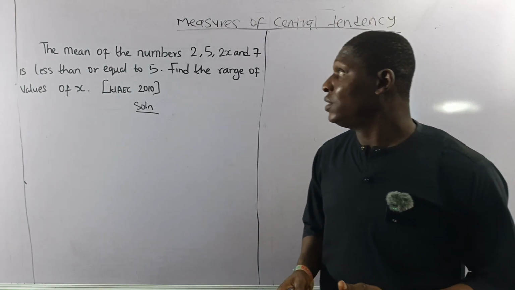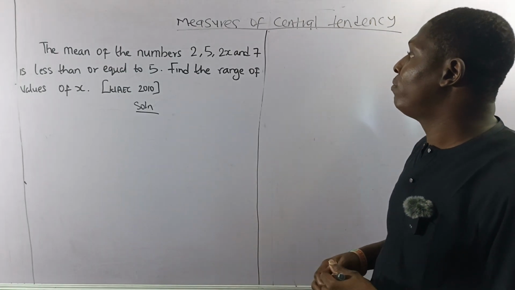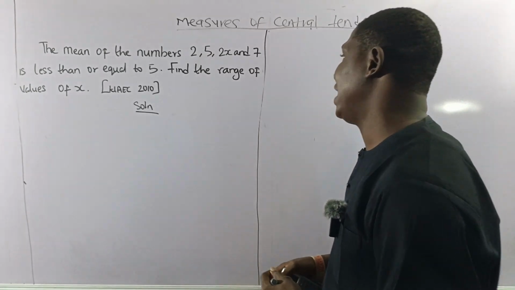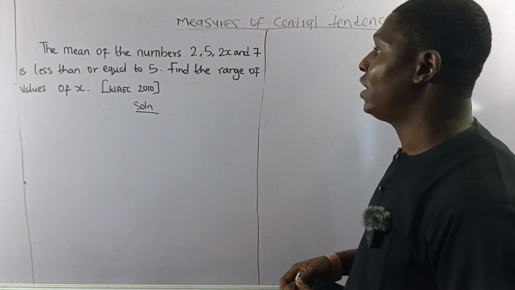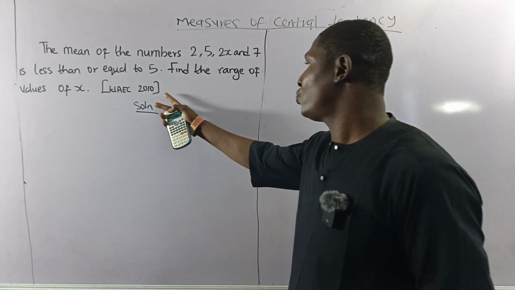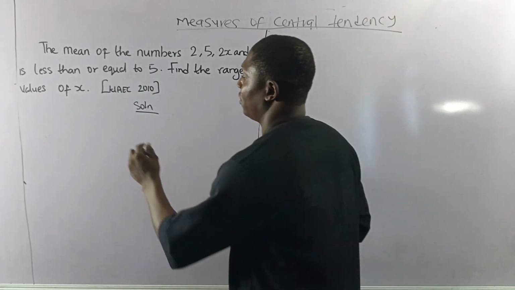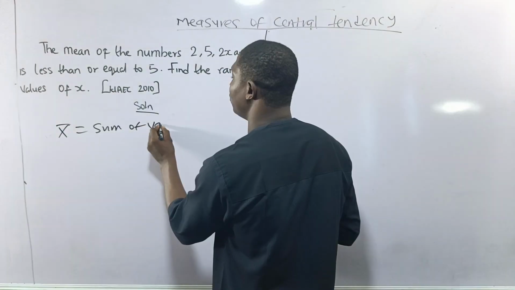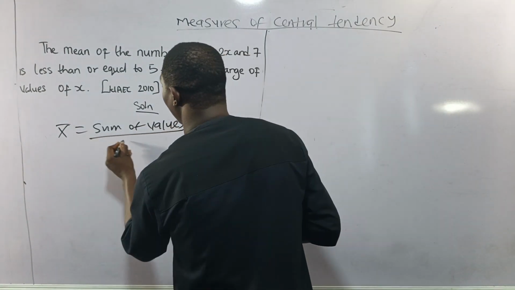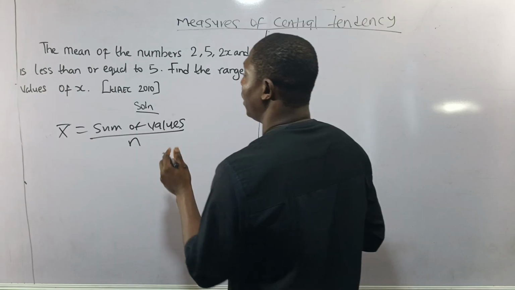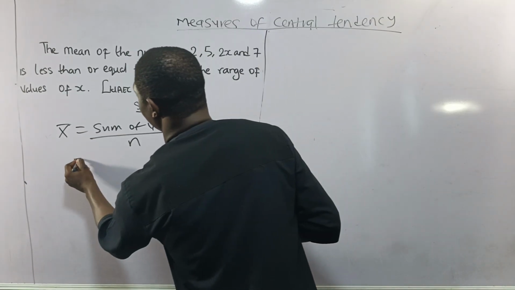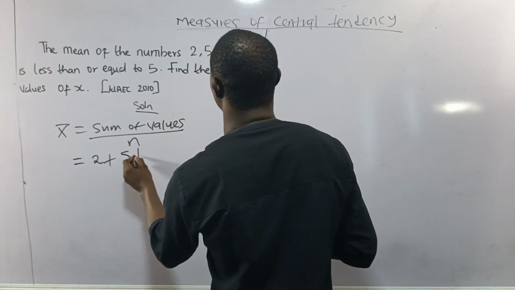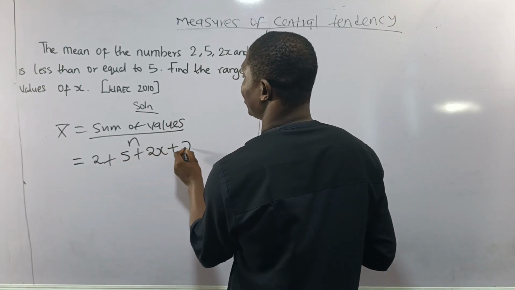Well, another question. It says the mean of the numbers 2, 5, 2x, and 7 is less than or equal to 5. Find the range of the values of x. Now, mean, which is x bar, equals the sum of values all over N. And our sum of values simply is 2 plus 5 plus 2x plus 7.